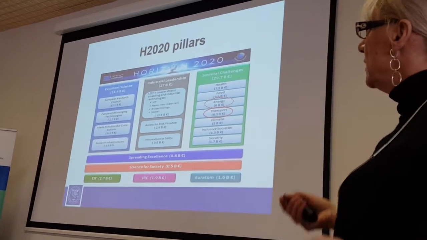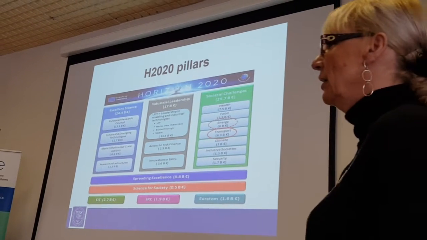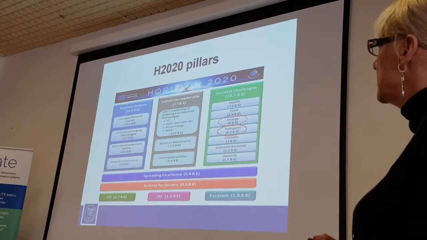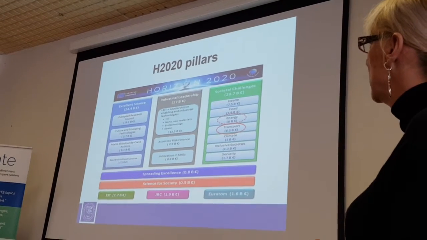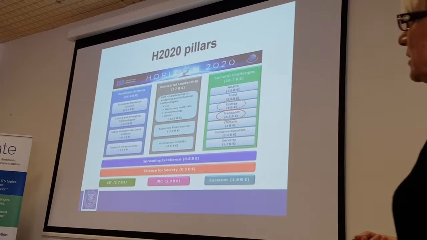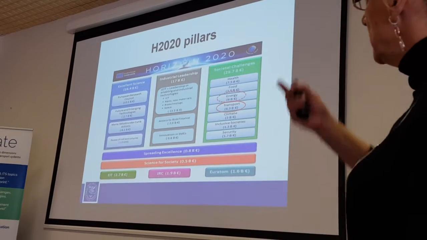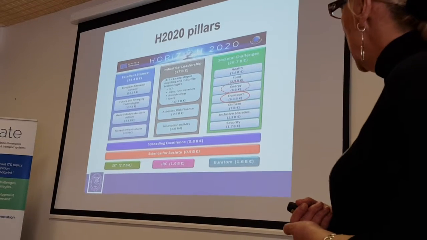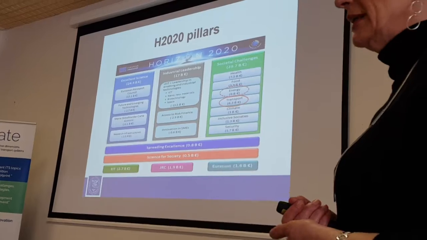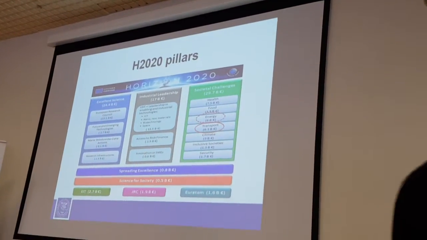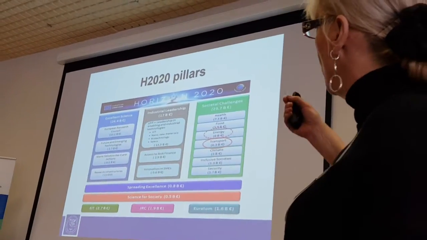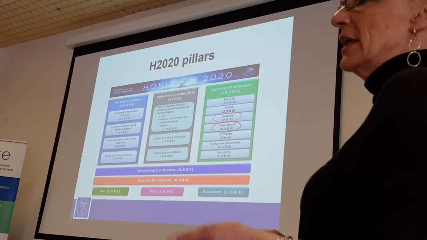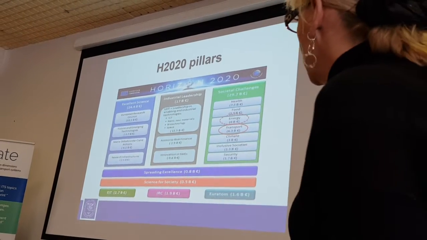Horizon 2020 is structured in 3 main pillars. The first one is excellent science, then industrial leadership and societal challenges. And you see the different types of schemes under excellent science, industrial leadership and societal challenges. The transport types of projects are mostly funded by the societal challenge called energy or the societal challenge called transport.